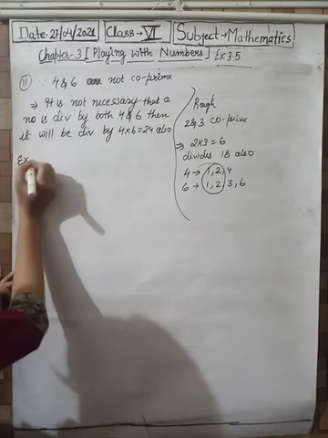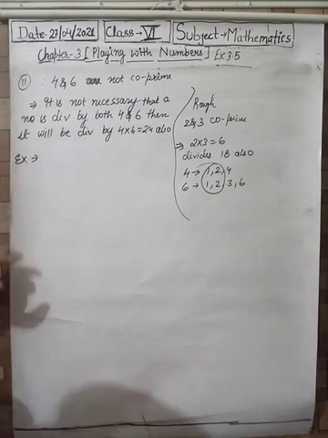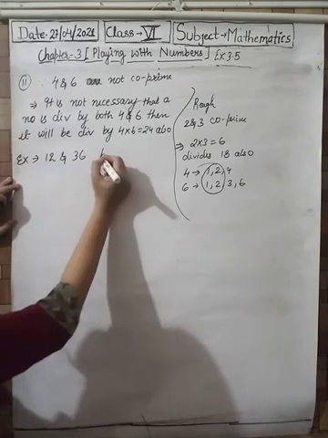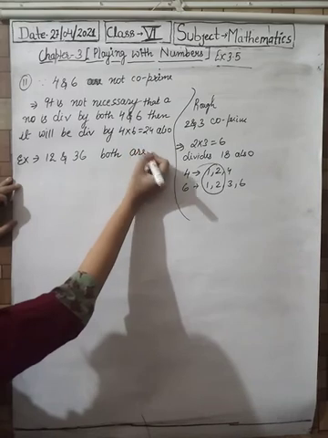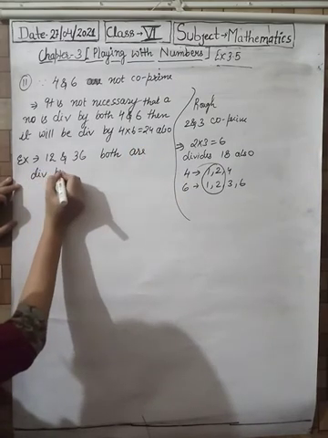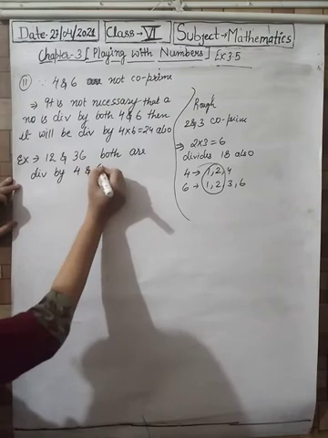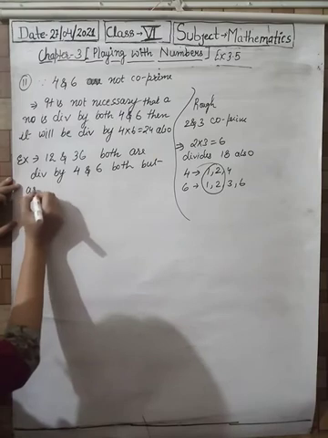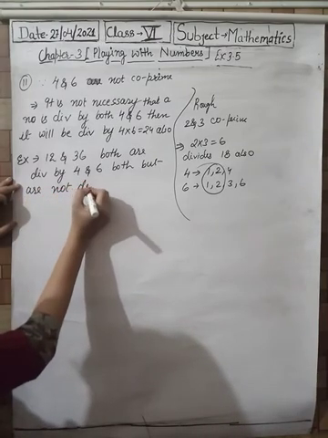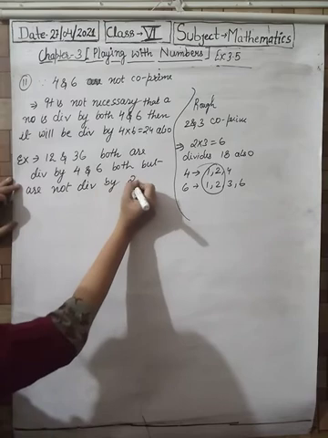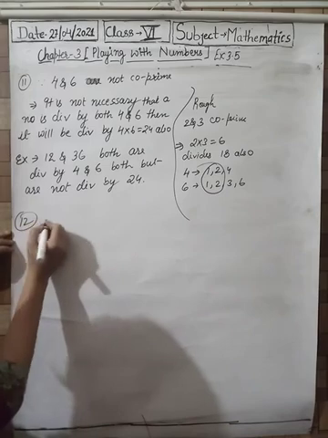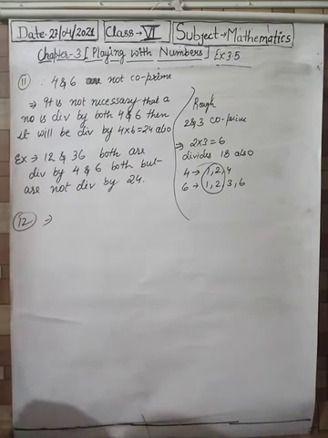For example, 12 and 36 both are divisible by 4 and 6 both, but are not divisible by 24. Okay. Now next is question number 12. It is quite an interesting question. You will need to use your mind for solving this question.